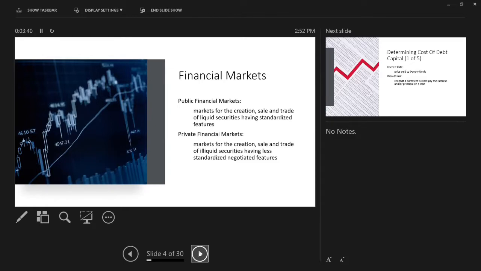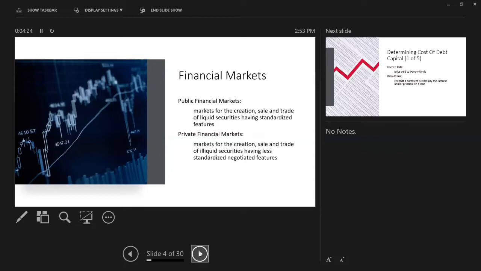We also have the private financial market. As a bookish definition, it is a market for creation, sale and trade of illiquid securities having less standardized, negotiated features. These are privately arranged negotiations to raise funds for a business. That's the difference. The public financial market is very standardized: you have to follow the rules and regulations laid down by the Securities and Exchange Commission of the country. But the private financial market is less standardized, so you can negotiate with the funding sources.